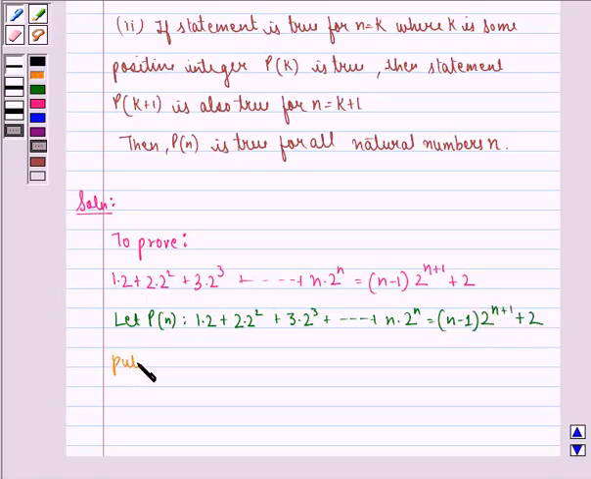Now, putting n equal to 1, P at 1 becomes 1 into 2, that is equal to 2, and the right side is (1 minus 1) into 2 raised to power (1 plus 1) plus 2, that is equal to 2, and this is true.